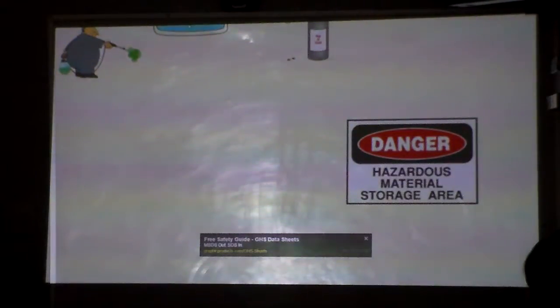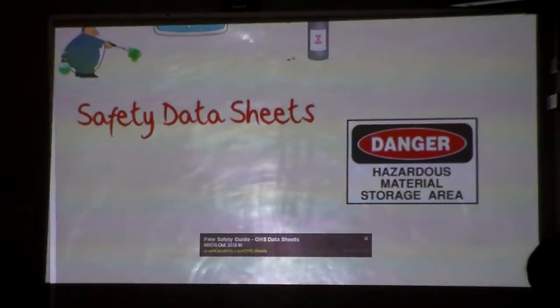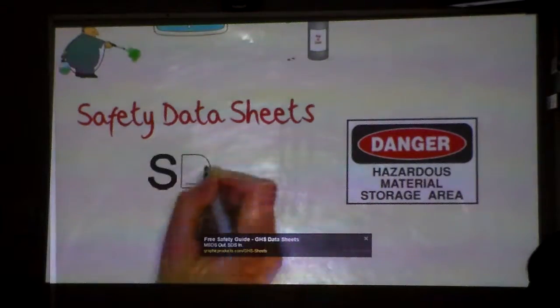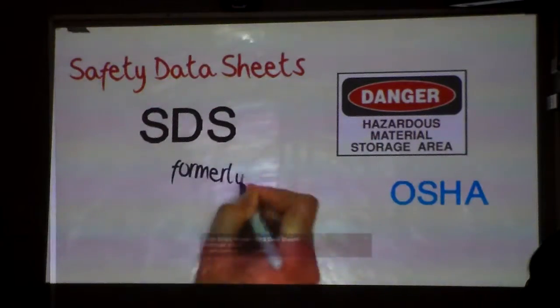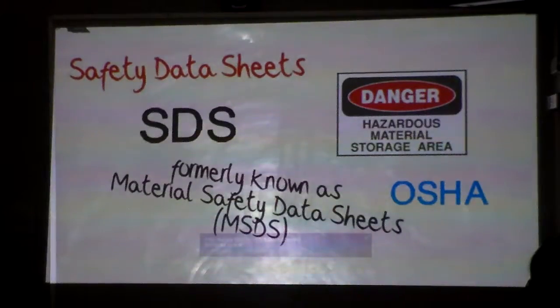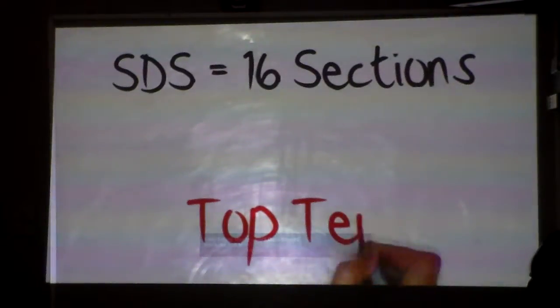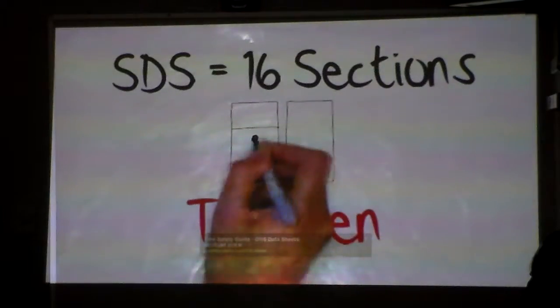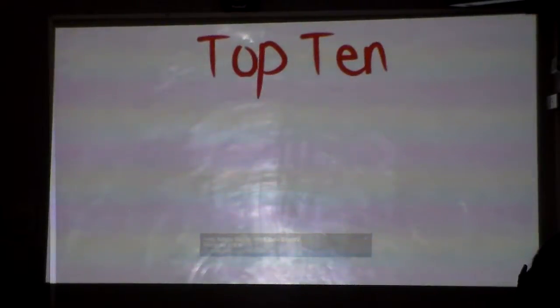chemicals. Before using any chemical product, you should find out all you can about it, and this information is literally at your fingertips in free publications called Safety Data Sheets, or SDSs. OSHA's Hazard Communication Standard requires chemical manufacturers, distributors, or importers to provide safety data sheets, formerly known as Material Safety Data Sheets, or MSDSs, to communicate the hazards of chemical products. All safety data sheets are required to follow a specific format and provide detailed information in 16 different sections. To protect yourself, your coworkers, and your family members, here are the top 10 things you should look for on a product's safety data sheet.